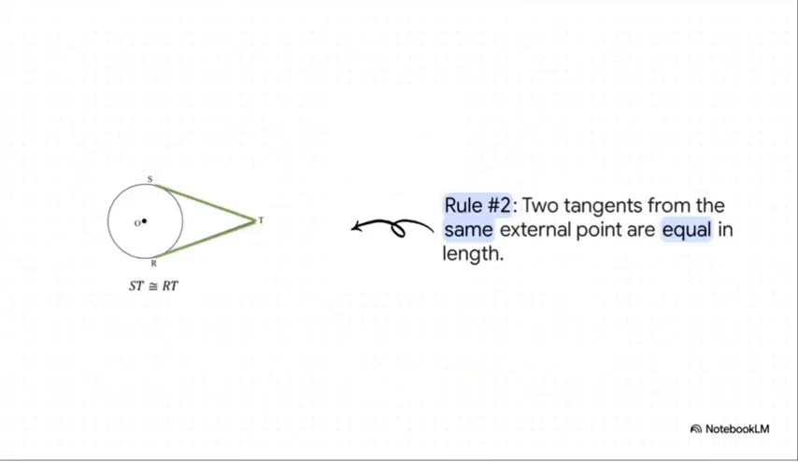And the second rule is just as neat. If you draw two tangent lines from the exact same point outside the circle, the lengths of those tangent segments, from that outside point to where they touch the circle, are always going to be equal. Always! Some people call this the ice cream cone rule, and if you look at it, it kind of looks like one, right? It's a perfect way to remember it.